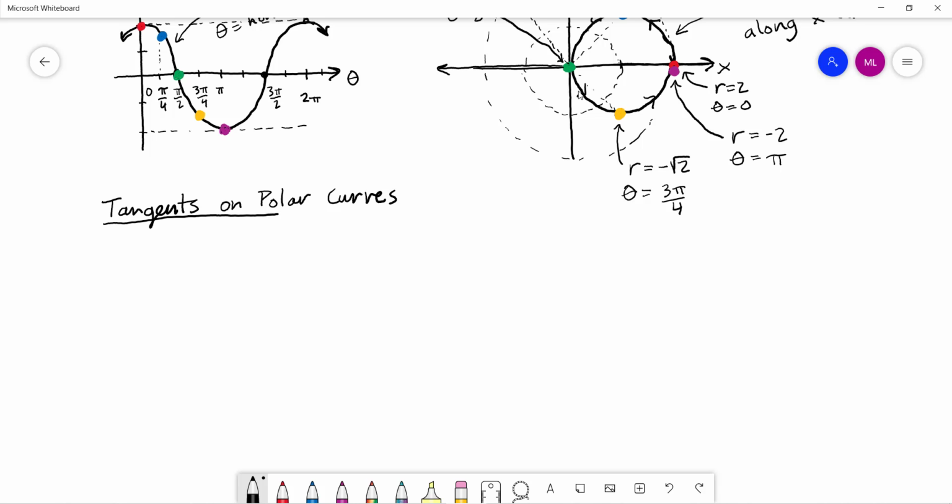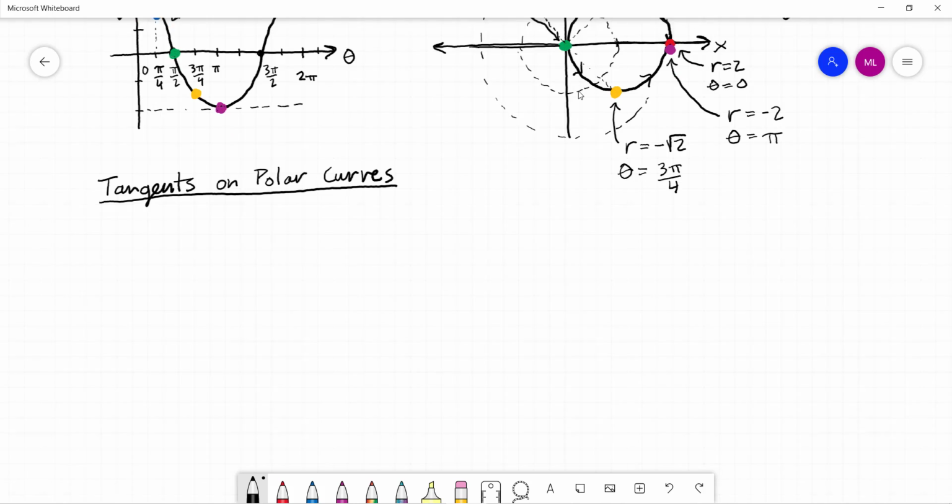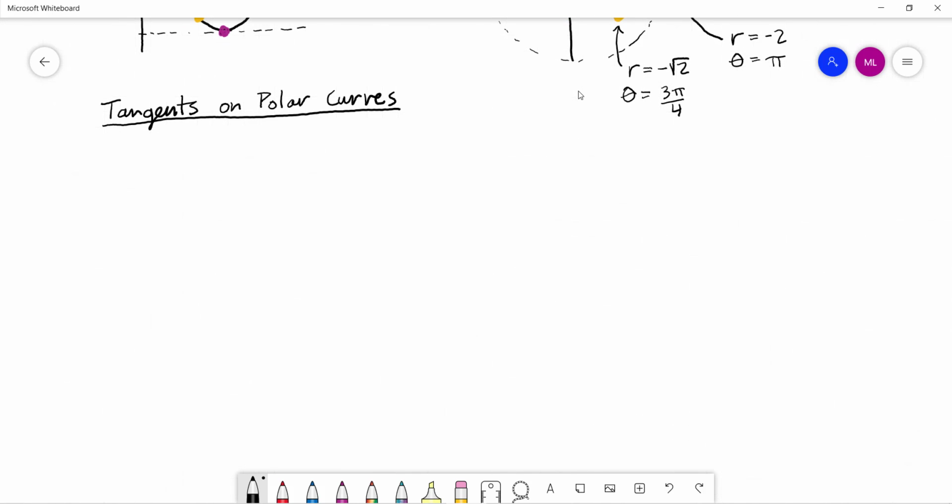So before we were doing tangents on general curves, I want to do tangents on polar curves. So again, if we have a curve given by r equals some function of theta. So let's stick to ones that are indeed functions.